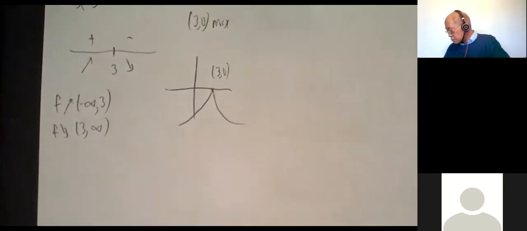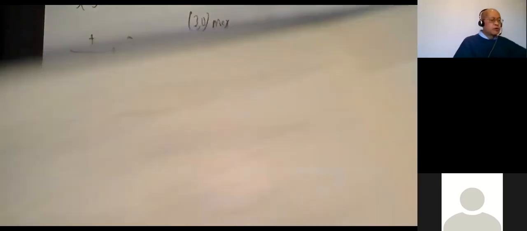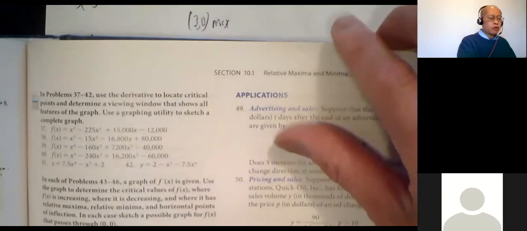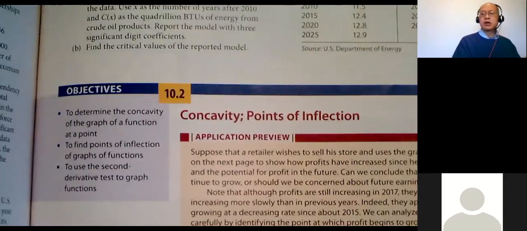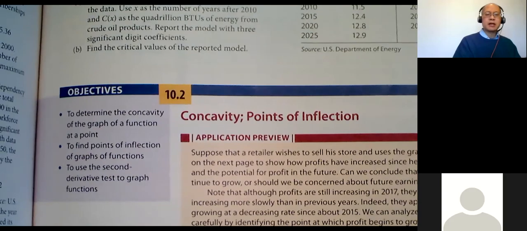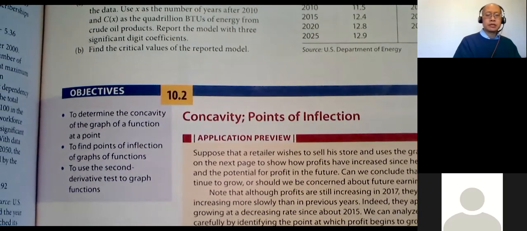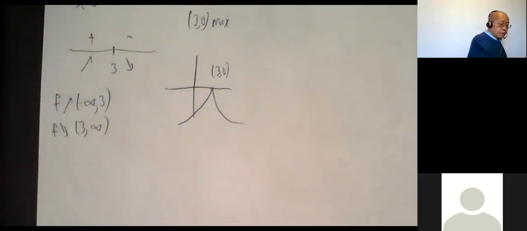All right, so next time we're going to do the next section. Okay, so 10.2, we will learn more about points of inflection or inflection points. Okay, 10.2, page 643. We're going to deal with something called concavity, whatever that means. And points of inflection, we've already seen that a little bit. Okay, so we'll see that. So we'll do 10.2, and then at the end of class on Thursday, we will have a quiz.